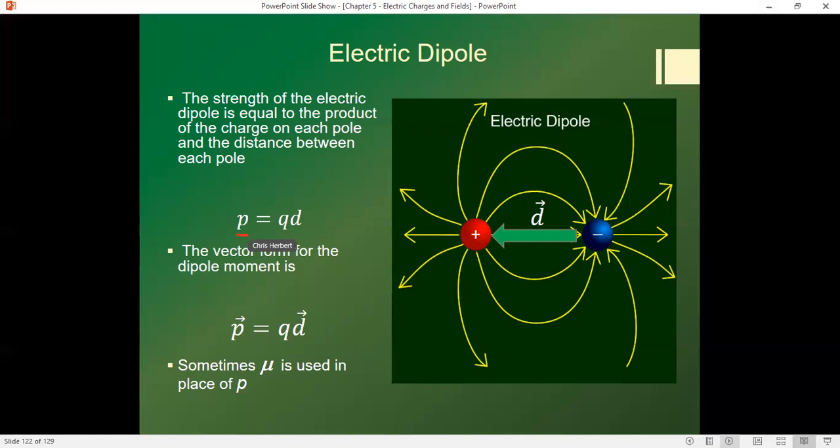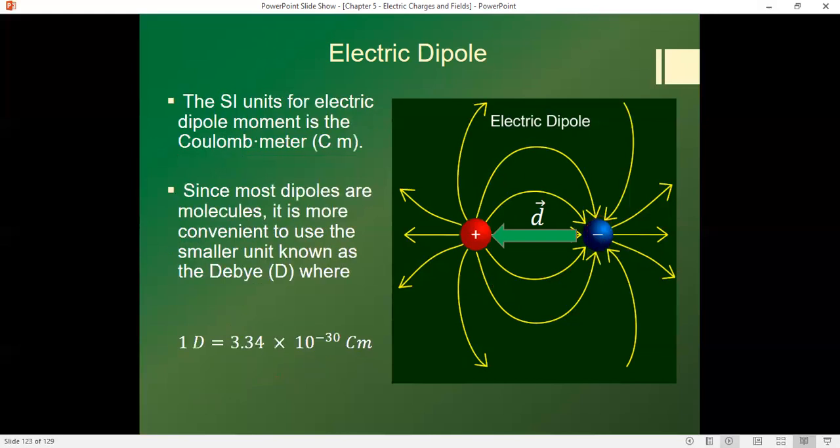Sometimes it's represented as P, sometimes it's represented as mu, as again, the charge of each charge. So positive charge would be positive Q, the negative charge would be negative Q, again, times the distance that they are separated. And the vector itself, this is a vector, points in the direction from the negative charge to the positive charge. Again, this is generally the opposite direction that the field lines are pointing at.